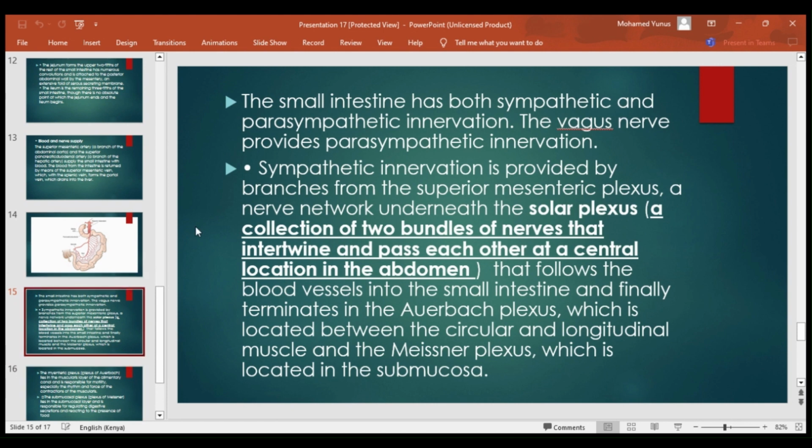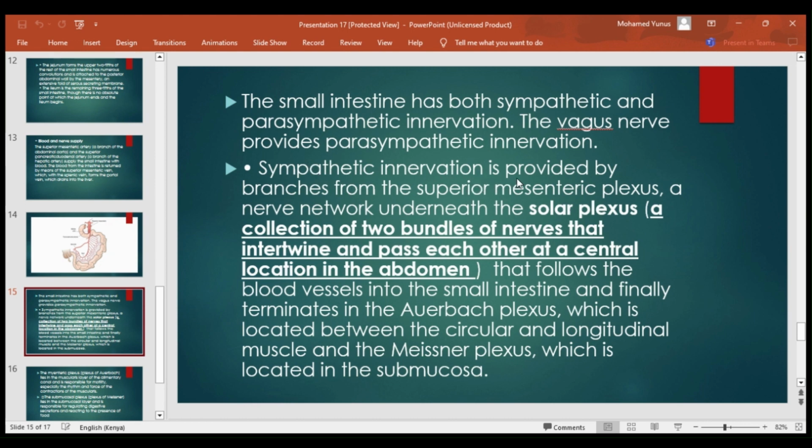Now we are going to take up the nerve supply of the small intestine, and we find that the small intestine has both sympathetic and parasympathetic innervation. The vagus nerve provides the parasympathetic innervation, and sympathetic innervation is provided by branches of the superior mesenteric plexus, a nerve network underneath the solar plexus. And what's this solar plexus we are talking about? A solar plexus is a connection of two bundles of nerves that intertwine and pass each other at a central location in the abdomen.